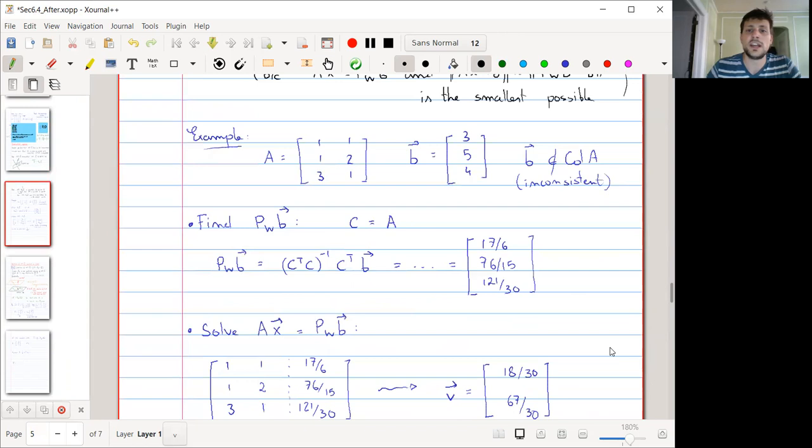Let's try to have a look at an example of this. Here we have a matrix A, 1, 1, 3, 1, 2, 1, and the vector B. You're welcome to check that the linear system associated to these two is inconsistent. So then the way we can apply what we just said is the following. First, you want to compute the projection of B onto W.